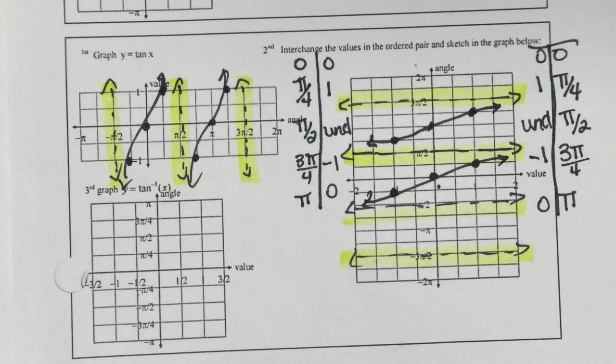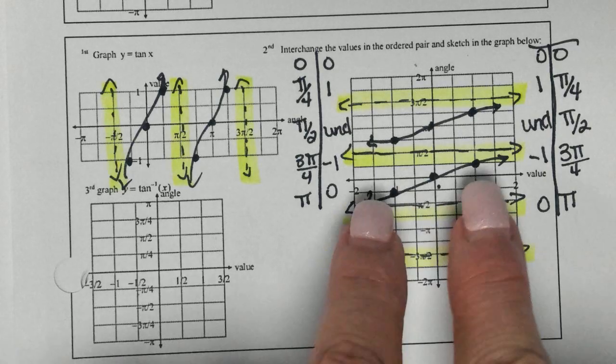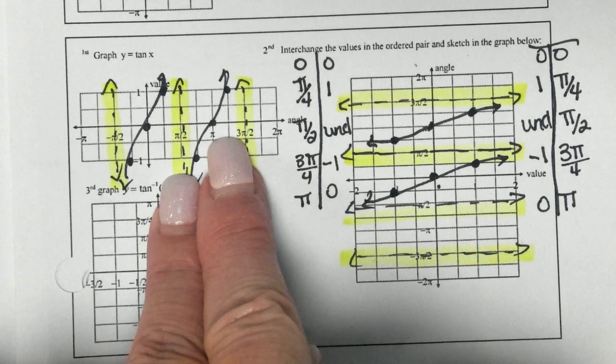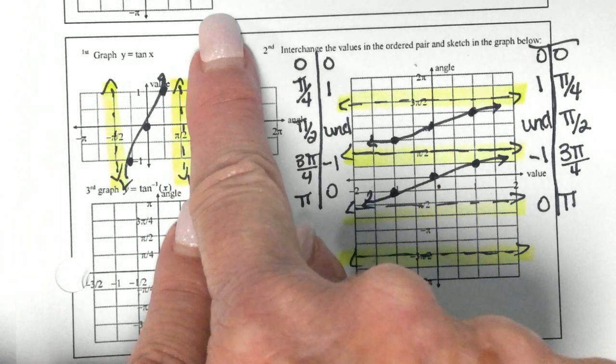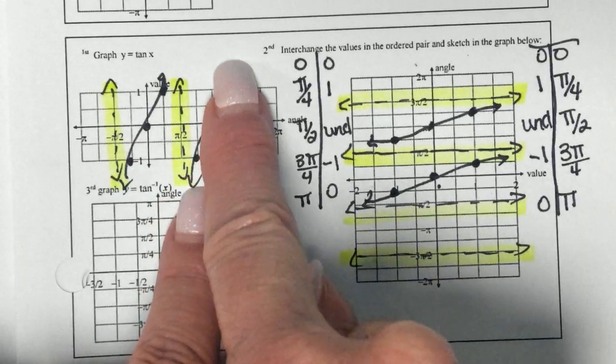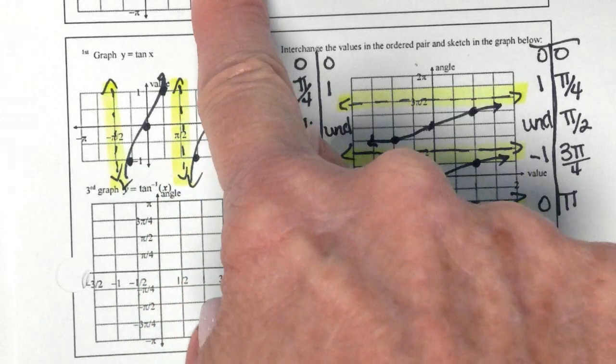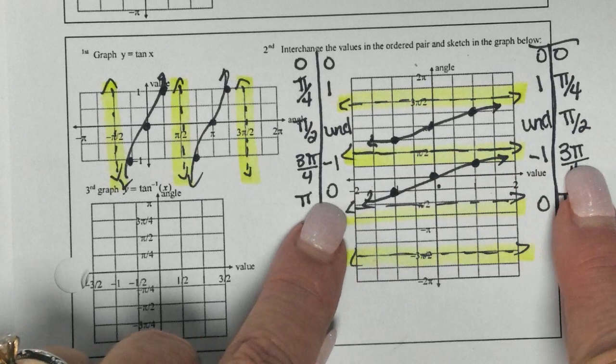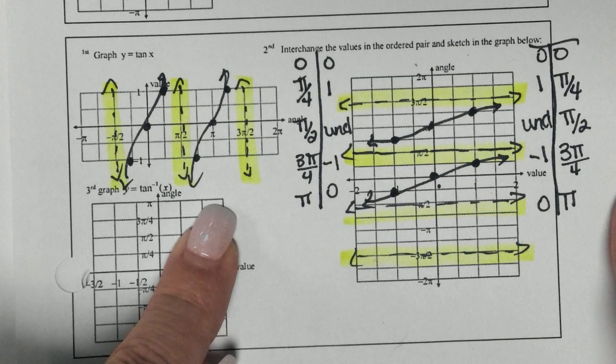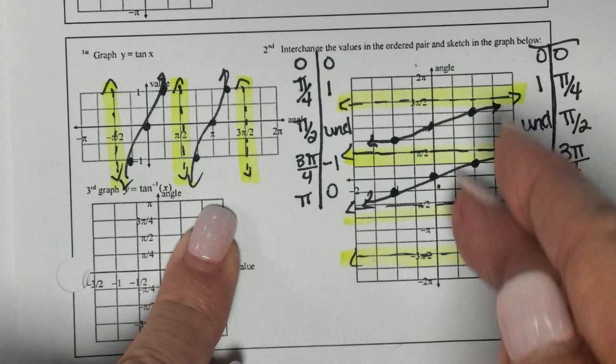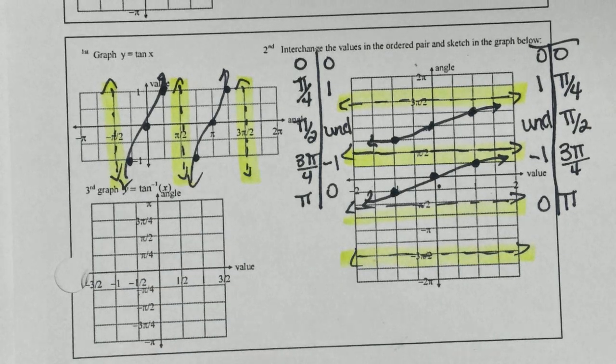And what I want you to identify is how in tangent our range was infinite. But when we did the inverse, our domain is now going to be infinite. Our range is not. Okay, we're going to have our limits.